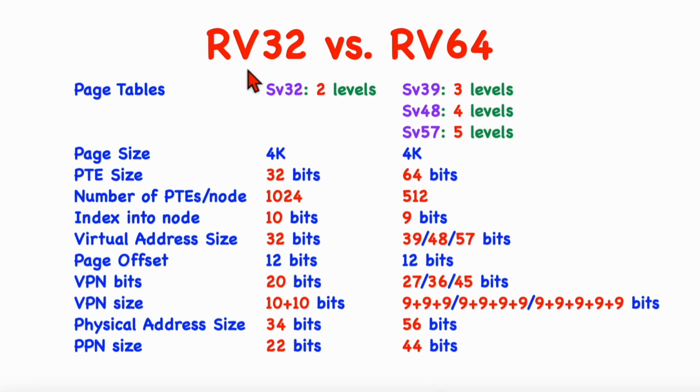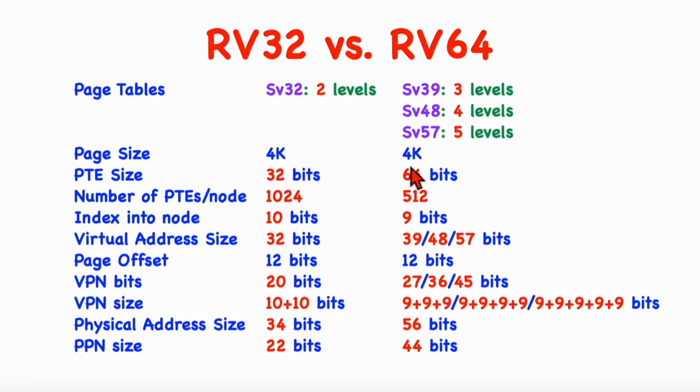So far, we've focused on 32-bit machines and the Sv32 paging scheme. Now let's talk about 64-bit machines. A 64-bit machine may implement any or all of these other paging schemes. With Sv32, the page tables had 2 levels, as we described. With Sv39, the page tables have 3 levels. With Sv48, they have 4 levels, and with Sv57, 5 levels. All RISC-V machines use a 4 kilobyte page size. This is one of the few RISC-V parameters that is simply not adjustable.